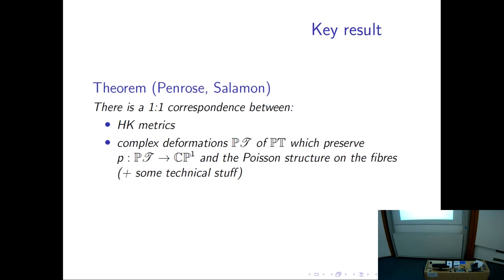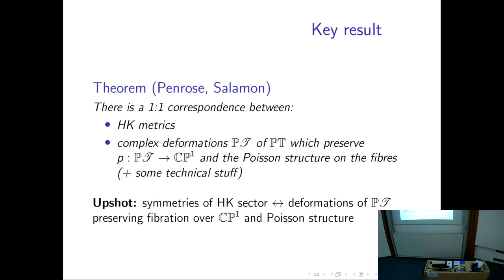And there are some other technical conditions. This complex deformation needs to have a rational curve with a normal bundle of a specific sort, and that ensures that there's a nice correspondence between points in the hyperkähler metric and holomorphic rational curves in this twistor space, but we don't really need to worry about that too much today.